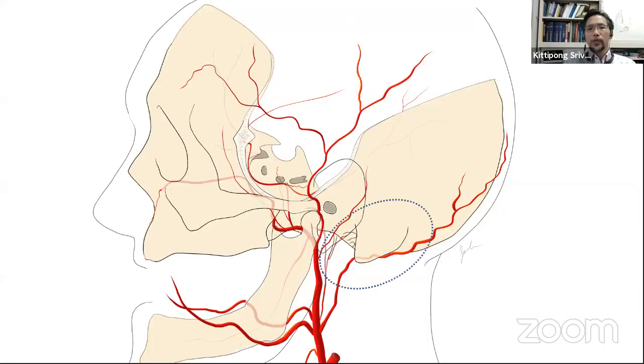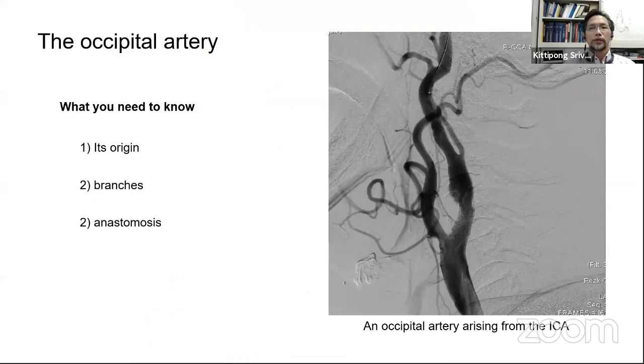At the back of the head, we have the occipital artery, okay? I have skipped the anterior ascending pharyngeal artery. We will talk about that at the end of the talk, okay? So this is a branch that you can recognize very easily because it's quite large. It has a distinctive look because it runs at the back of the head. So you need to know about the origin, the branches again, and anastomosis.